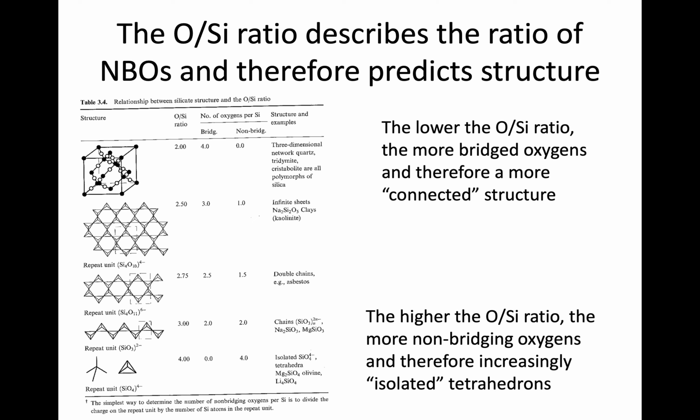This gives the relationship between the oxygen to silicon ratio, as you can see in this column, versus the type of structure you'll see here, and then the N words over here. It also gives you the number of bridged versus non-bridged oxygens. Again, the more bridged, the more connected or networked the structure is. And the higher the oxygen to silicon ratio, the more non-bridging and the more isolated the tetrahedron becomes.